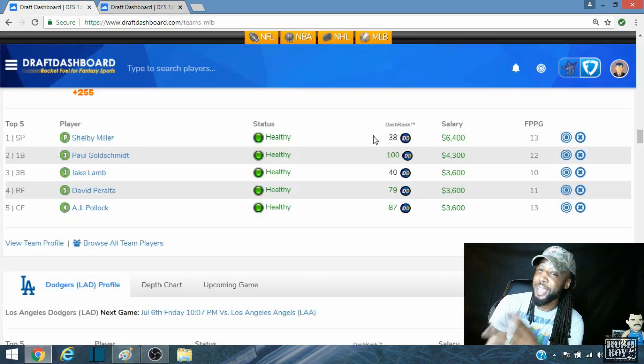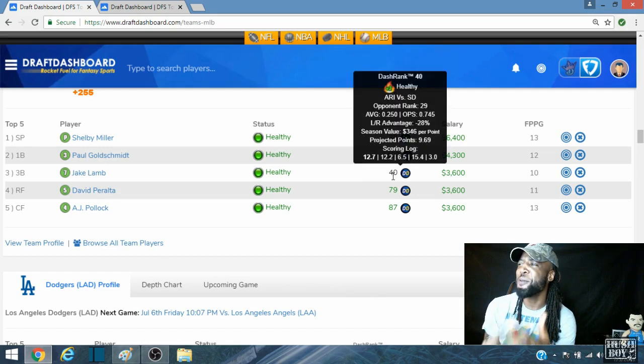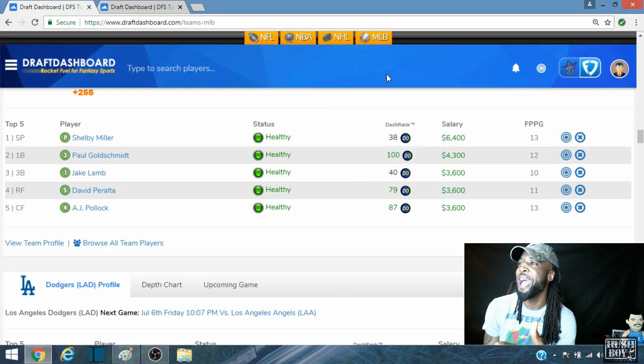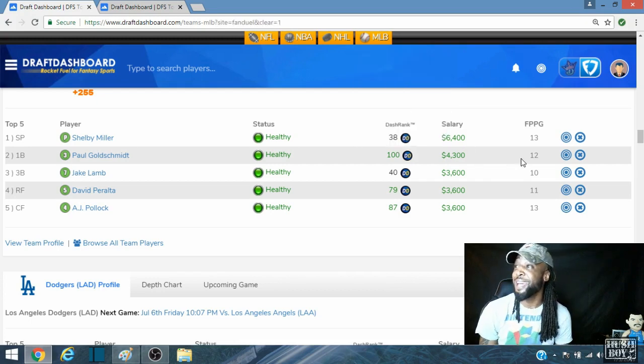The dash rank is the number you're gonna look at to make the decision on who's playing good or who you need to put in your lineup. The higher the dash rank, the better. And if you just hover over their dash rank number, it shows you all those important DFS stats that we were talking about. You can also see their daily salary and their average fantasy points per game.